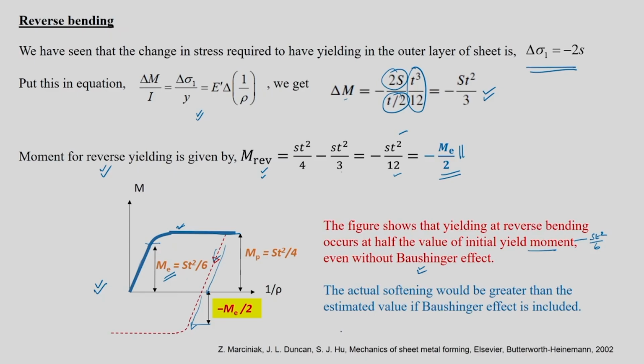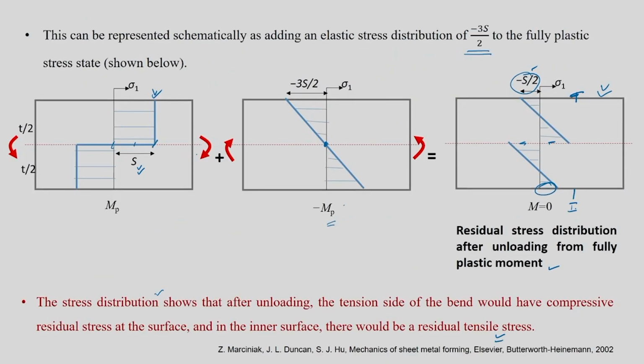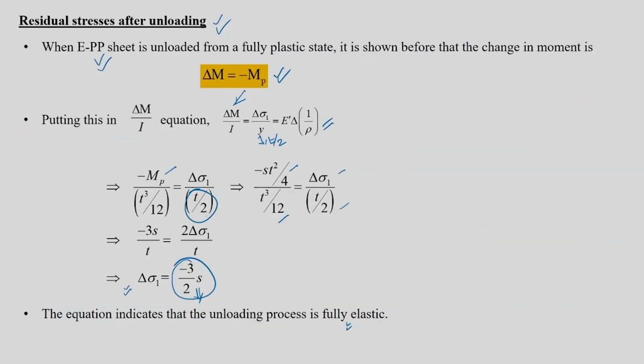Okay. So, actual softening, if you see, would be greater than this if you consider Bauschinger effect also. So, even without Bauschinger effect, your M_REV would be minus M_E by 2 only, which is half of that only. But if you consider Bauschinger effect, then with further softening there would be a greater softening of the material. So, the estimated value would be different than this. Okay. So, these are the two important subtopics that we discussed for EPP material.